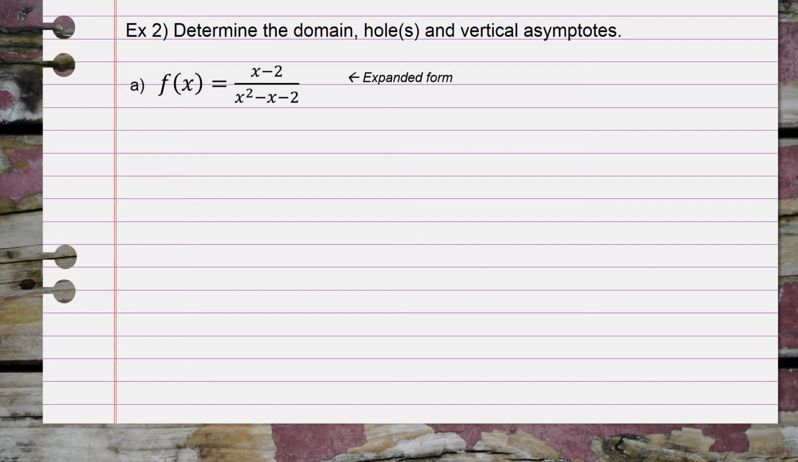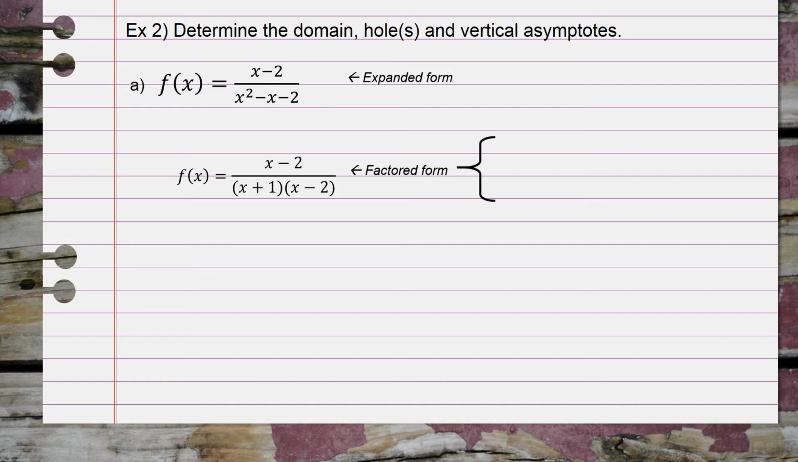Now, although expanded form is a helpful form, it does not help us identify the domain, any holes, or vertical asymptotes. So from here, what we need to do is factor. So take a moment now to factor the numerator and the denominator if possible. Hopefully you found the function f of x to equal x minus 2 all over, in the denominator, x plus 1 and an x minus 2. Again, this is known as the factored form. Now the factored form is very helpful.